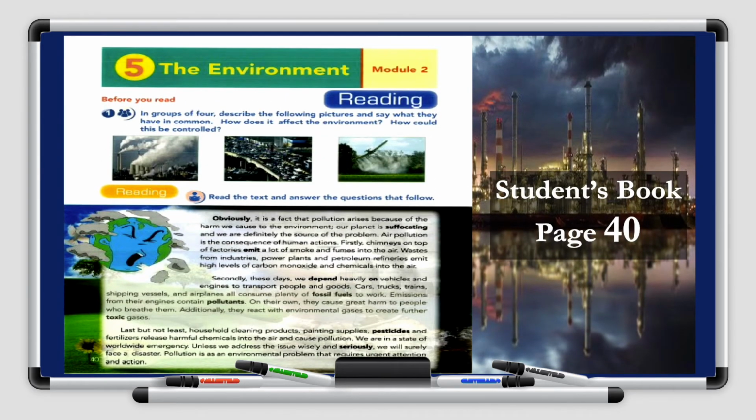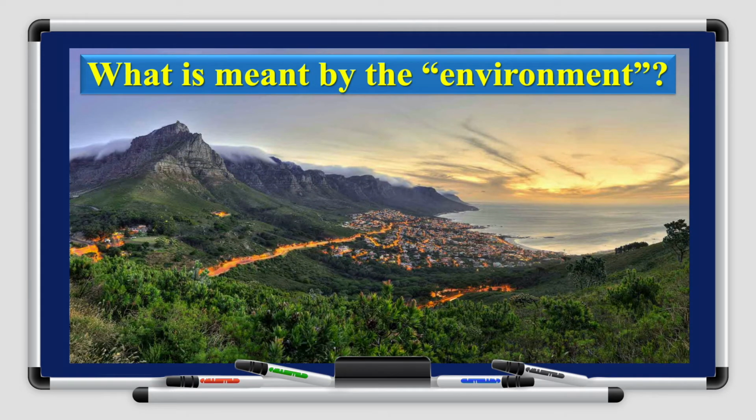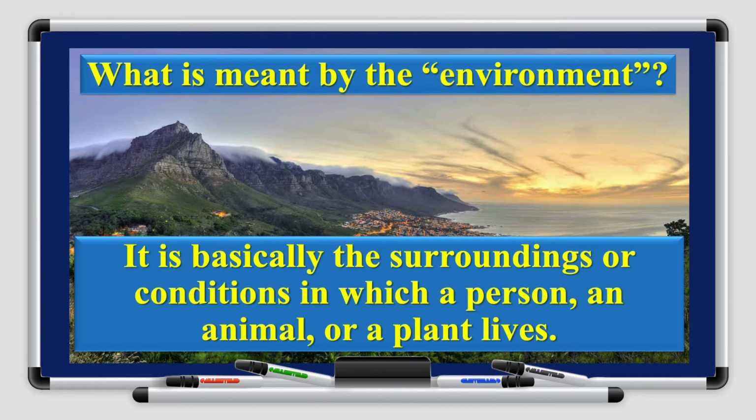And as you can see, my dear viewers, in our student's book, page 40, under the title of the environment, we have this text. Before going into more details related to the text, let's talk about the title of this unit. The title of this unit is the environment. What is meant by the word environment? Basically, the environment means the surroundings or conditions in which a person, an animal, or a plant lives. In other words, everything that surrounds us, that surrounds the animals and plants.